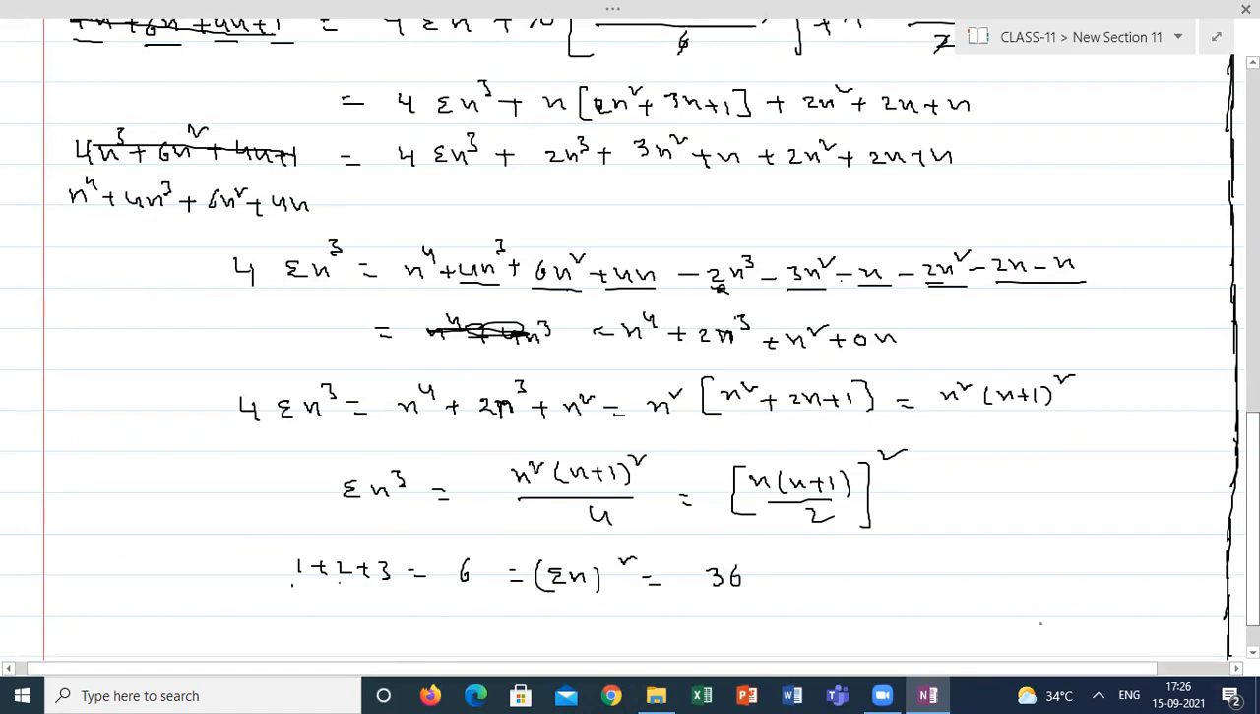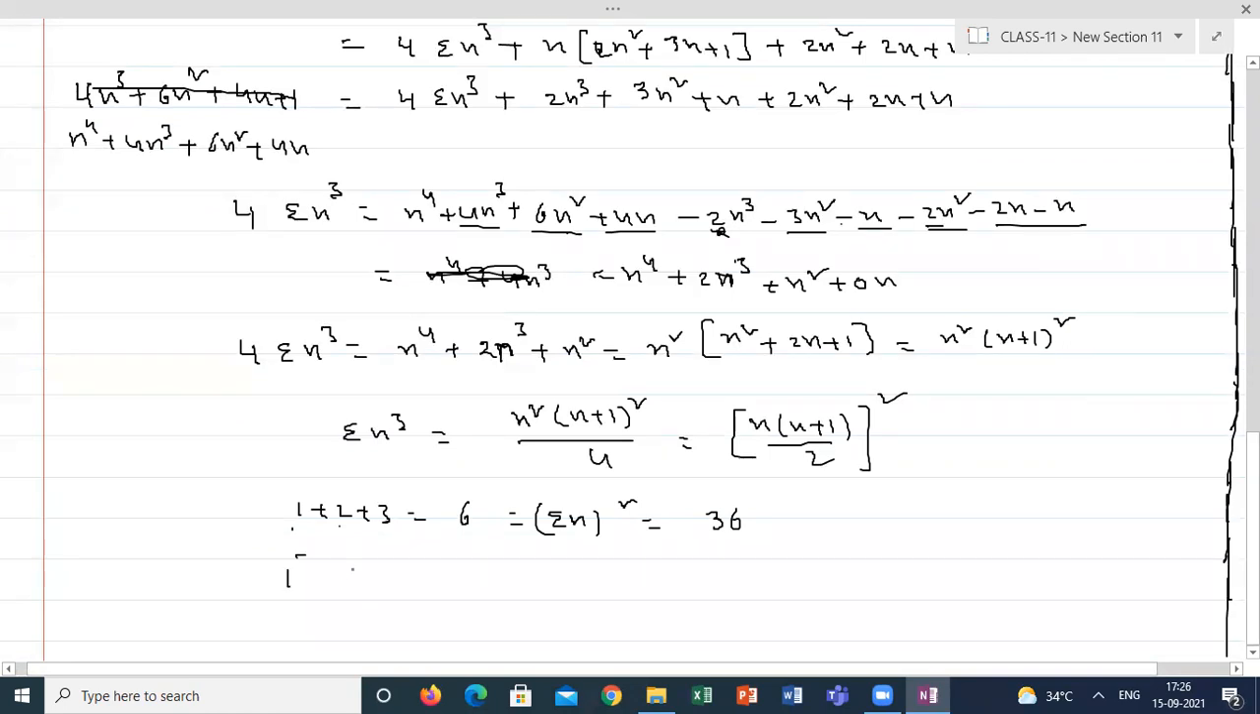Suppose I take 1 cube plus 2 cube plus 3 cube. This is 1 plus 8 plus 27. So the answer is 29 plus 8, 37 is coming. Check where we made the mistake. It should come as sigma n whole square only. Yes, 36 only. Sorry. 1 plus 8 is 9, 9 plus 27 is 36, which is equal to sigma n whole square. Both are the same. So this is one relation we can develop between sigma n and sigma n cube.